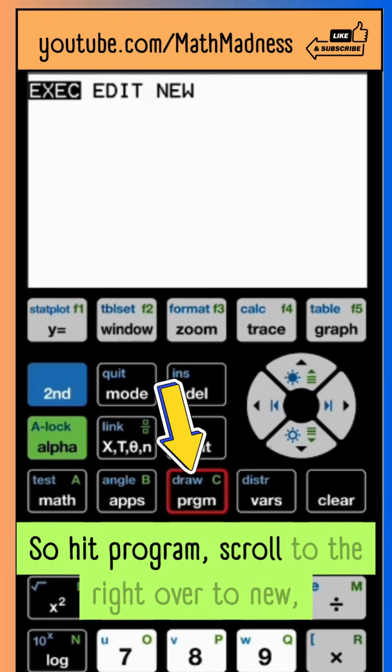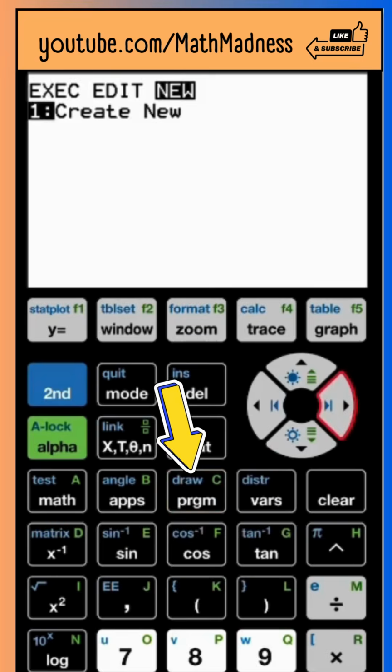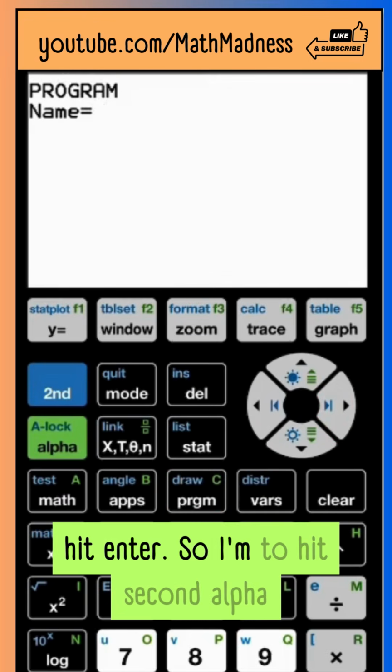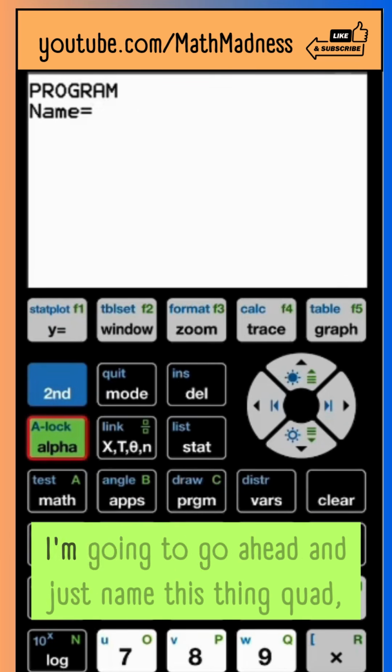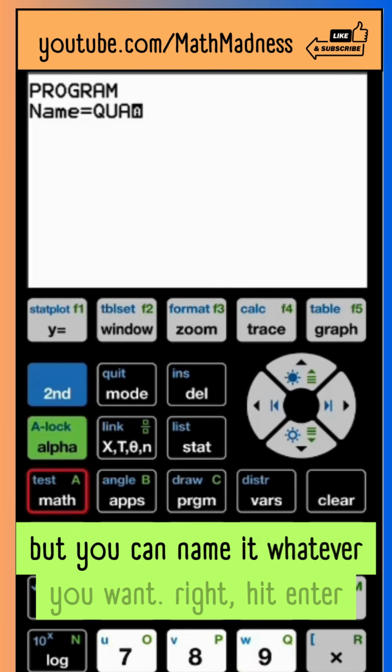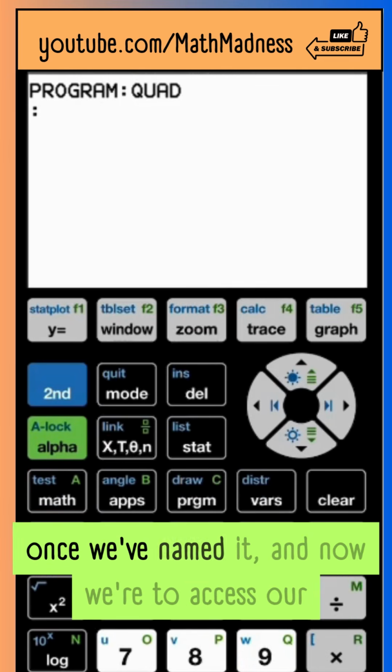So hit program, scroll to the right over to new, hit enter. So I'm going to hit second alpha so that my calculator remains in alpha mode, and I'm going to go ahead and just name this thing quad, but you can name it whatever you want. All right, hit enter once we've named it.